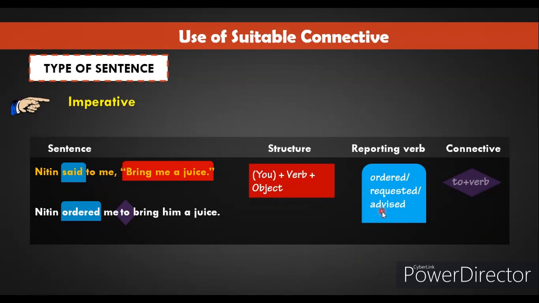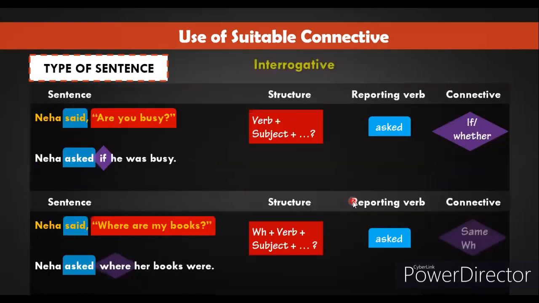But wait, here we have a change. Comma doesn't change to that. Your comma changes to instead of that. Let's go ahead. In imperative sentences, we have seen how the comma changes to, and we have a variety of words that can change from said to ordered, requested, advised, and so on.